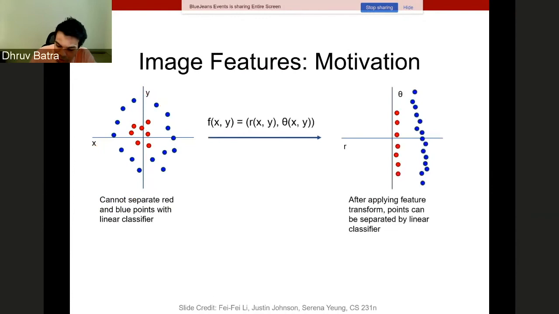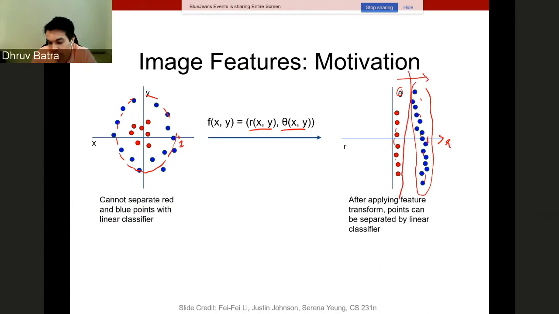However, if you just change the representation space to r comma theta, in this two-dimensional space you notice that these points are roughly at a unit radius, or some constant radius. In r comma theta space, the blue points all have different theta values, but nearly identical r values. And the red points were close to the origin, so they have small r values. And in this space, it's fairly easy to draw a linear decision boundary.